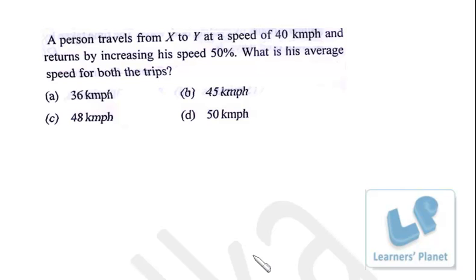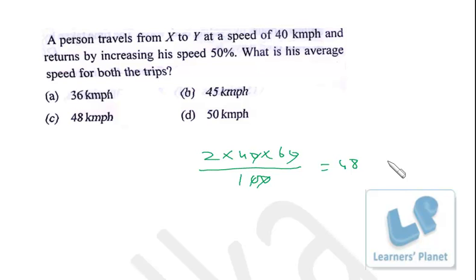So what's the harmonic mean of 40 and 60? That is 2 into 40 into 60 by 40 plus 60. Okay, precisely why it is happening you should be logically clear also. You can learn the formula, but you should be logically clear.